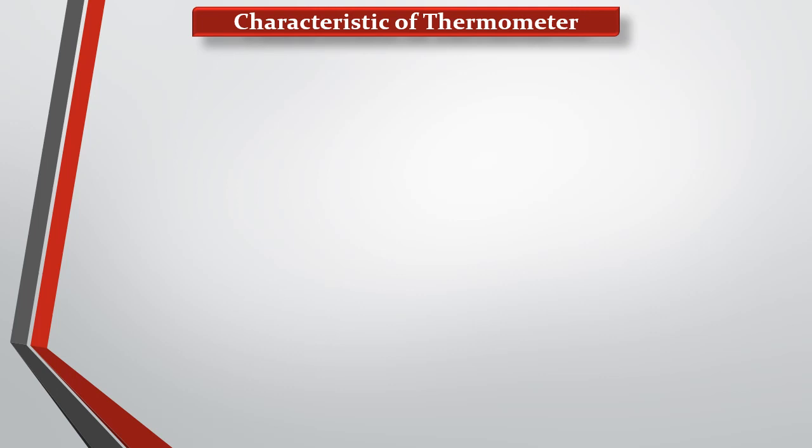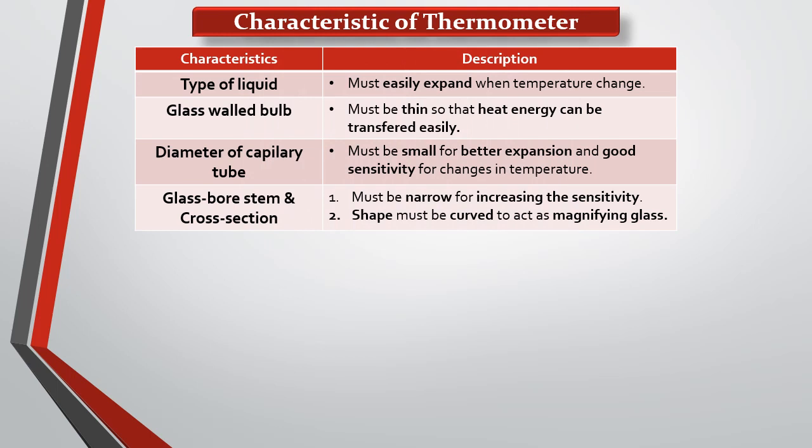Characteristics of thermometer. In this part, we are going to discuss what characteristics we need to consider before we choose the best thermometer. In this table, there are 4 characteristics. The first one is the type of liquid. The liquid must expand easily when the temperature changes, so that it helps us take an accurate reading during the experiment.